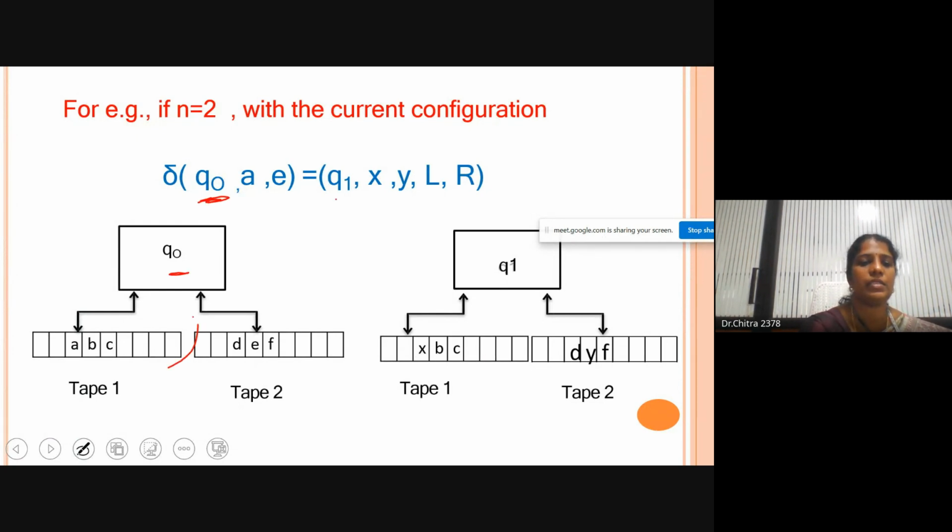Two tapes are there. This is one tape, and this is the other tape. So two tape heads are there. After processing this one, you change this A into X, and here the head moves left.